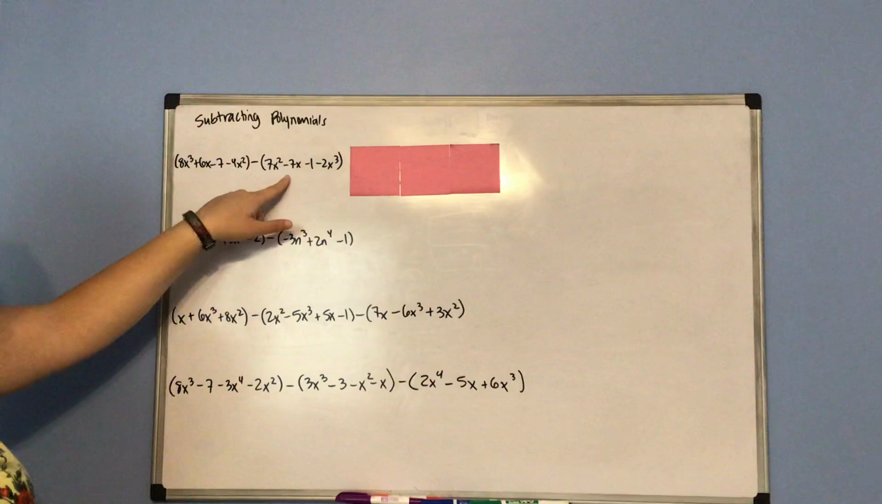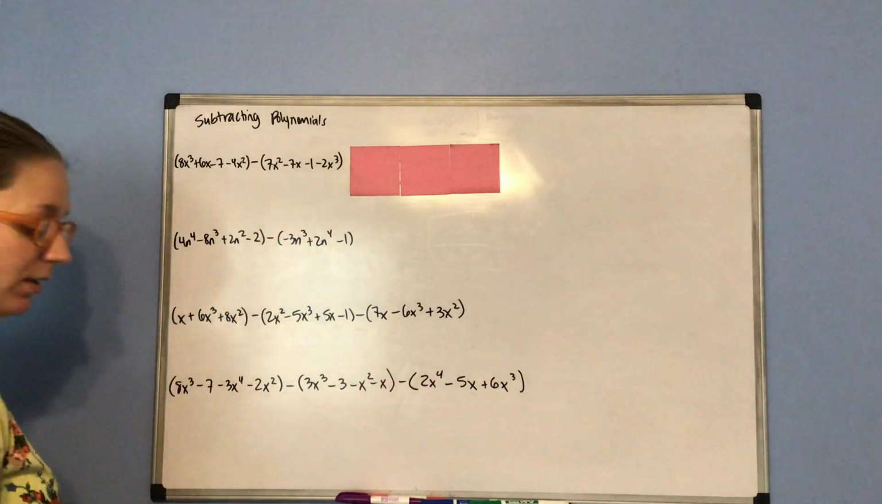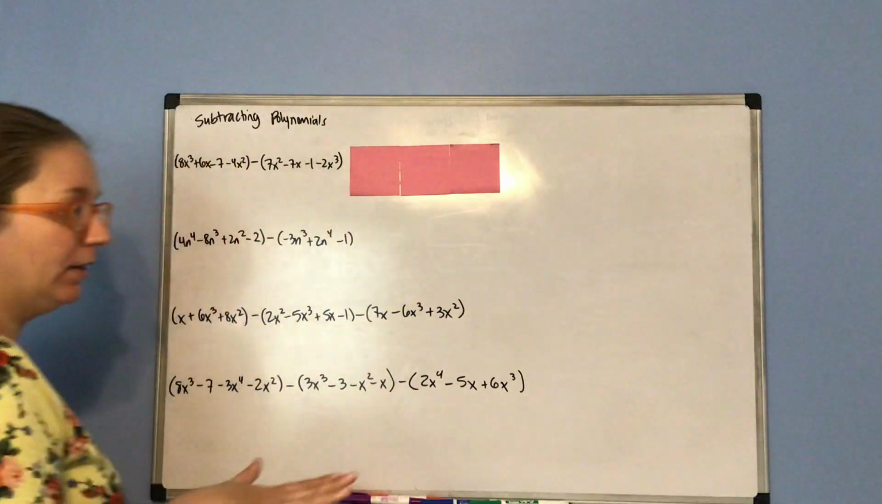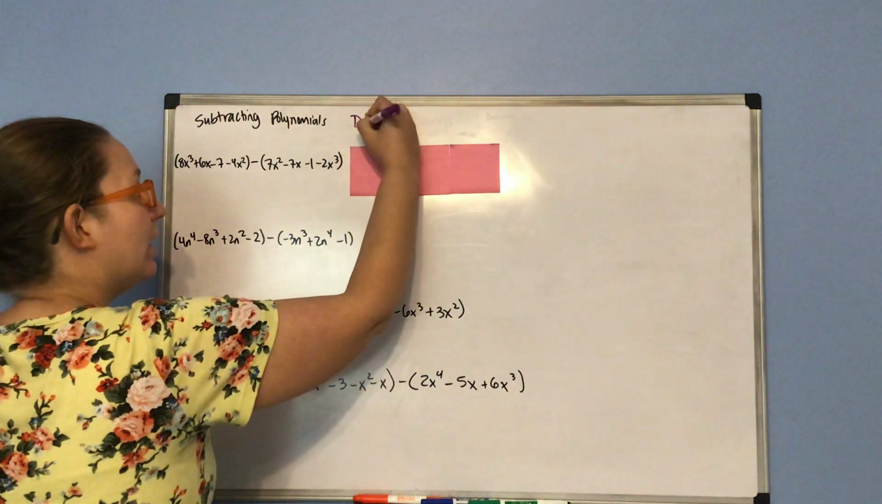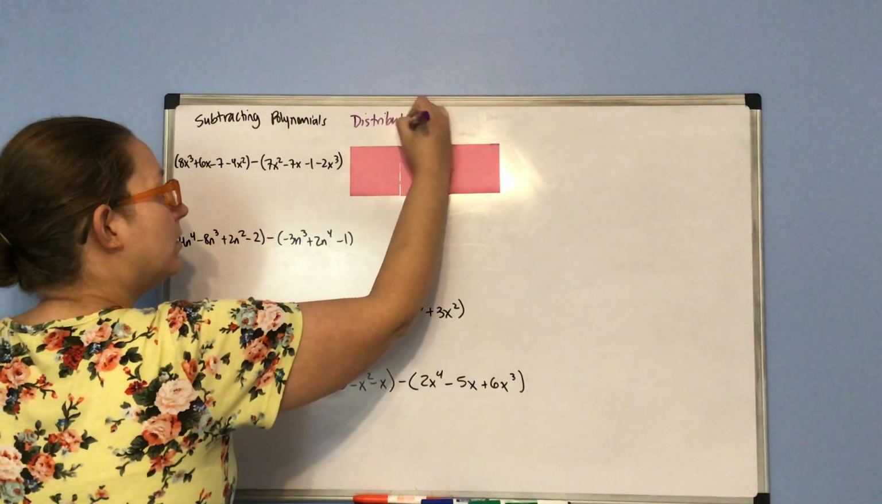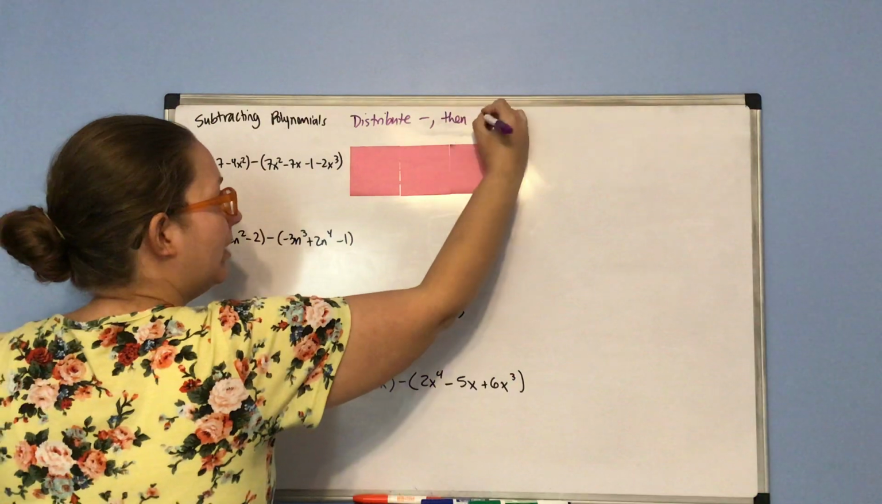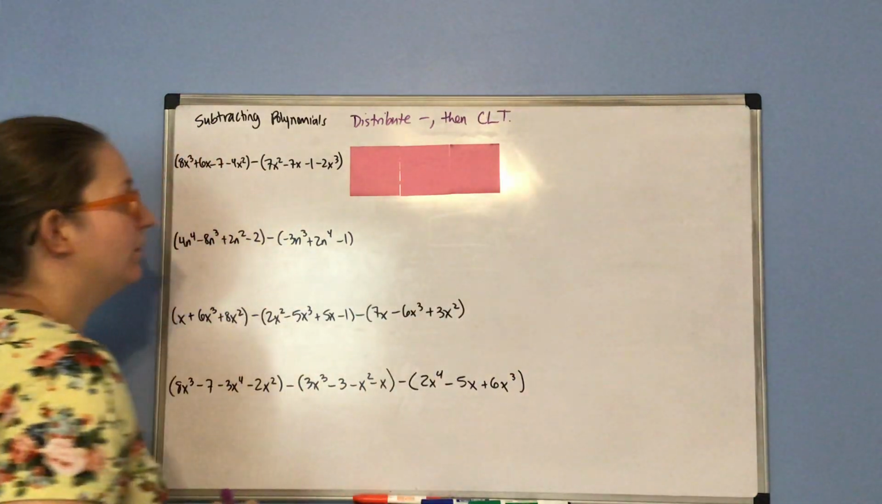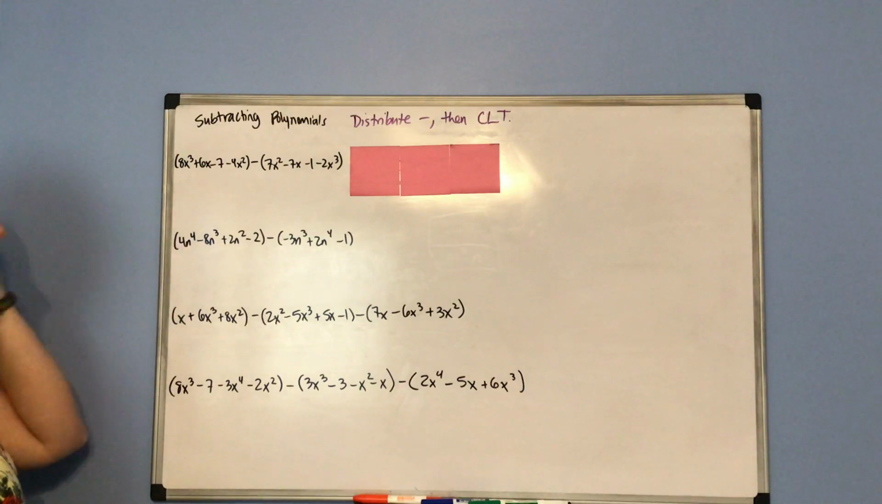When you have two polynomials, or sometimes more than two polynomials, and you see a minus sign in between them, you are not going to just combine like terms. There's something else you have to do first. The first thing you need to do is distribute the negative, and then you can combine like terms. I'm going to abbreviate that as CLT. So first thing we'll need to do is just distribute the negative, then combine like terms.